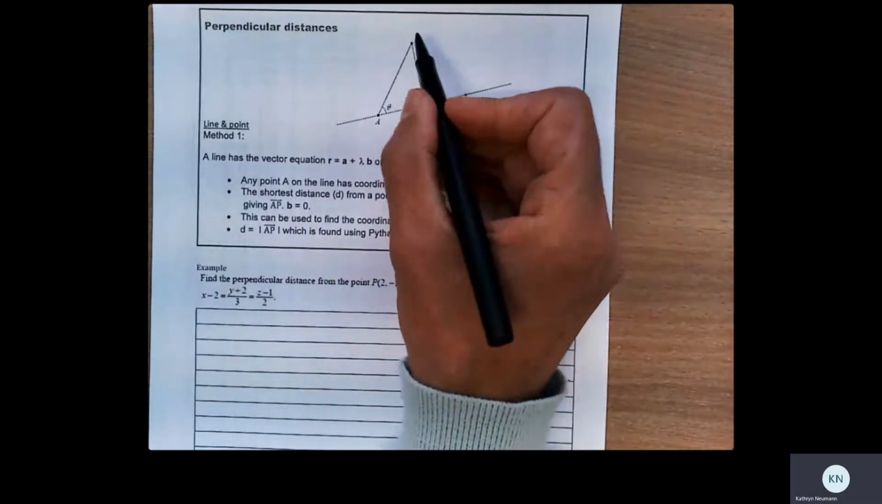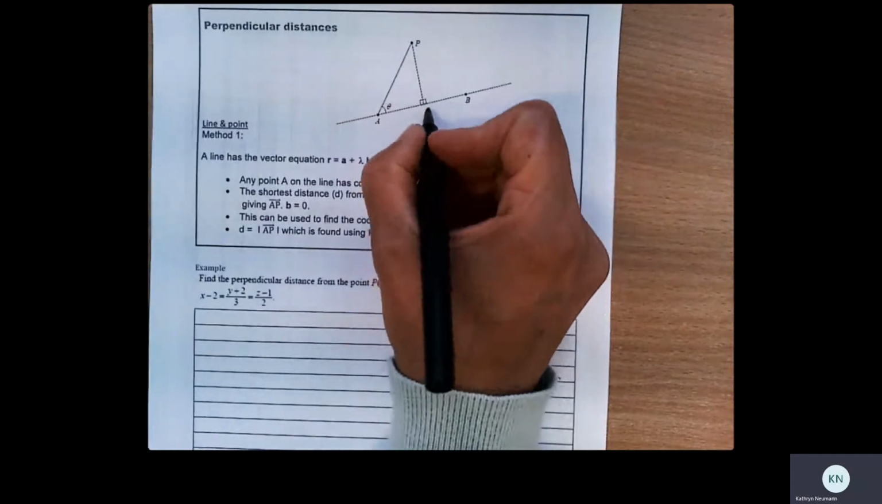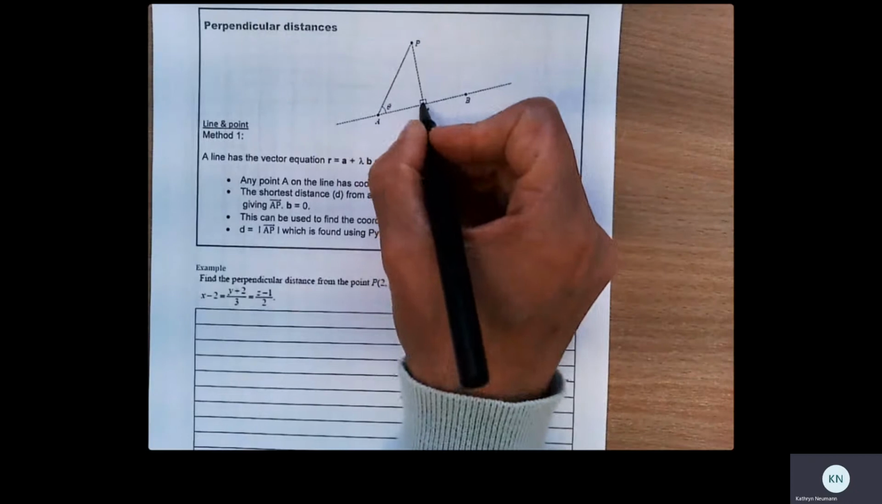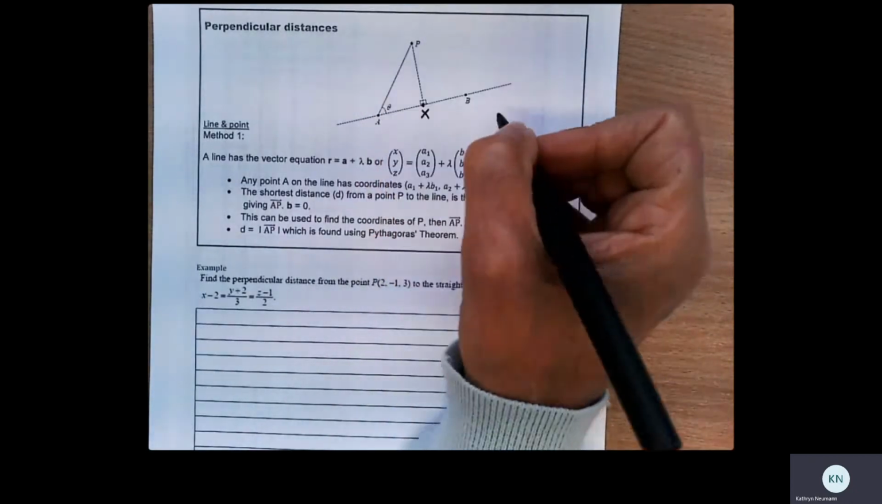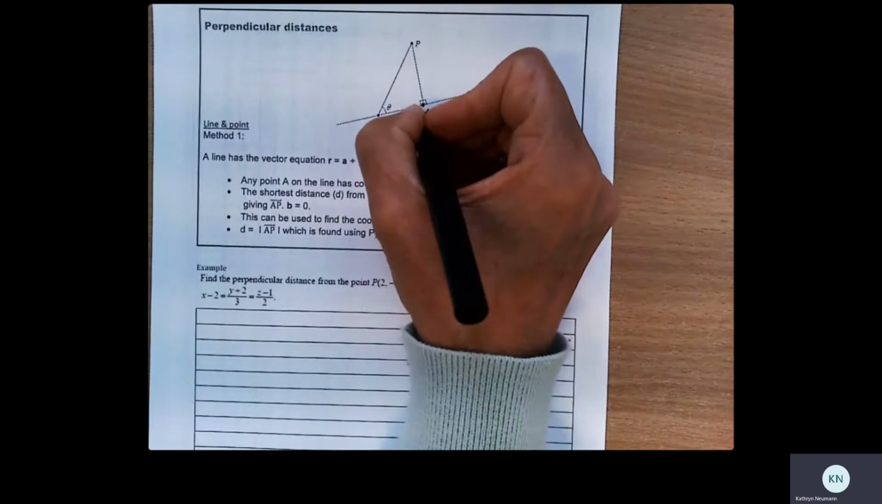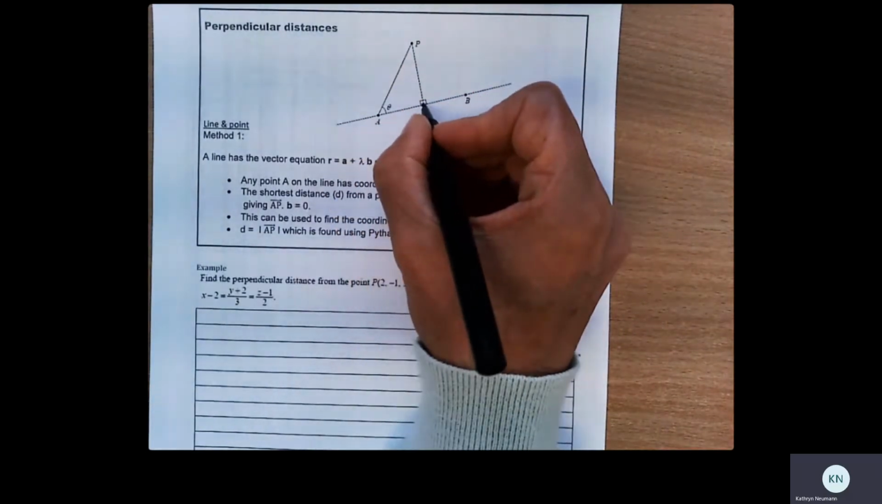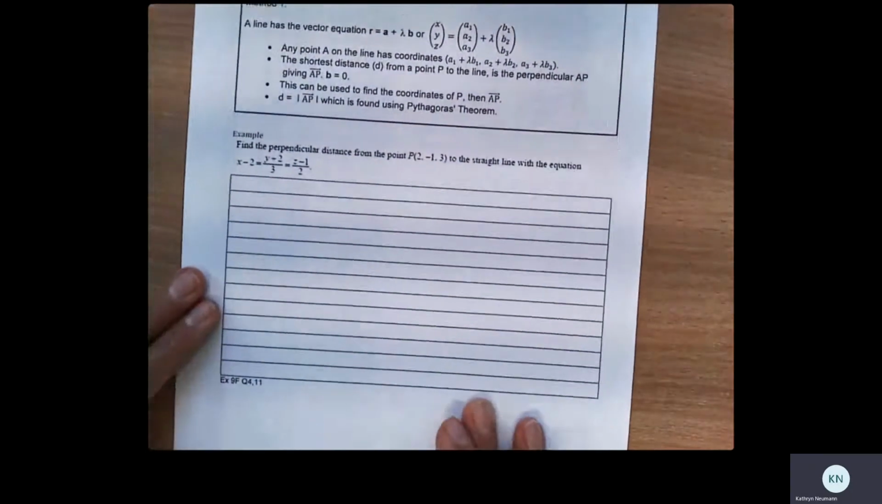The general method is to draw a diagram, find the point, or call the point X, that you're trying to find. This point here is the point at which it's the shortest distance from P. Work out the vector PX and use the fact that that's perpendicular to the line. So let's see how that works in a particular example.